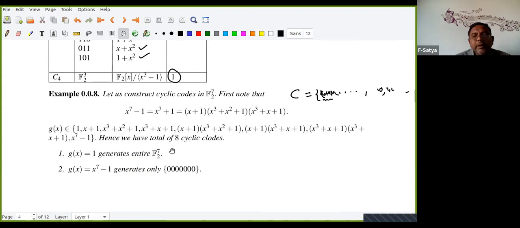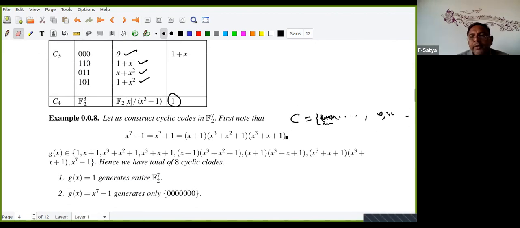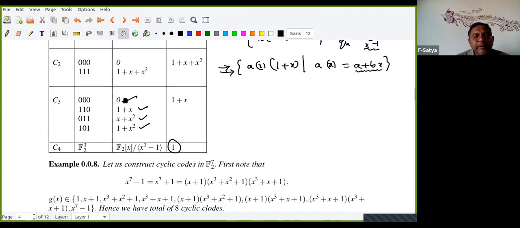Now I gave one more example here, right? I'm giving one more example. So does anyone have any doubts now about the cyclic codes definition and this example? I can give one more example now.